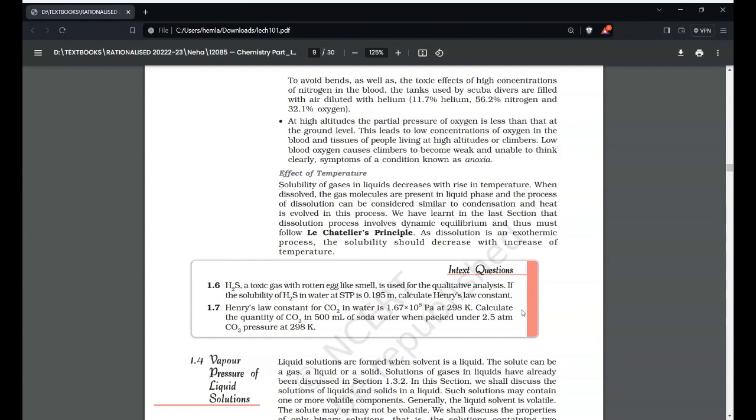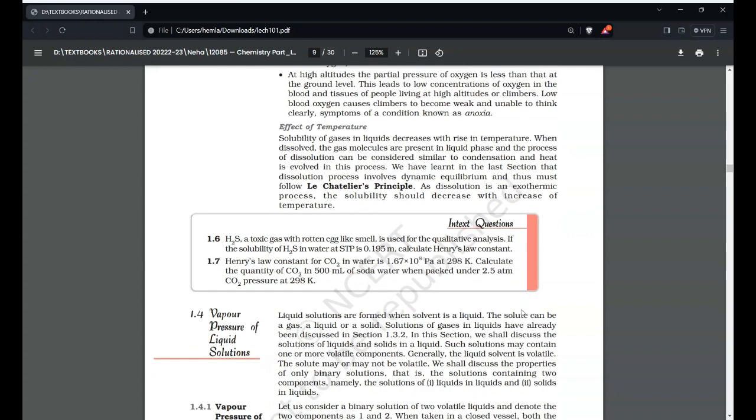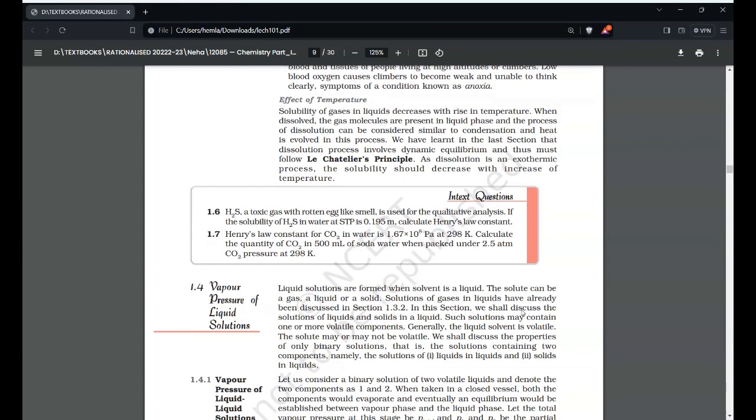When dissolved, the gas molecules are present in liquid phase, and the process of dissolution can be considered similar to condensation, and heat is evolved in the process. We have learned this in the last section that the dissolution process involves dynamic equilibrium and thus must follow Le Chatelier's principle. And dissolution is an exothermic process. The solubility should decrease with increase of temperature.